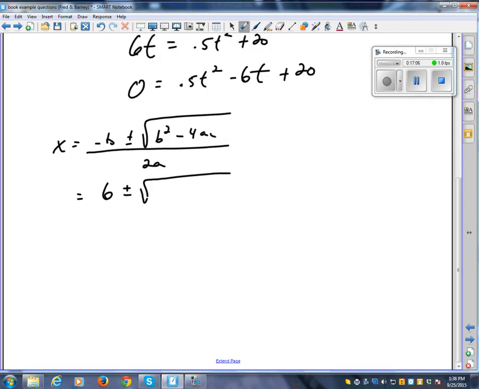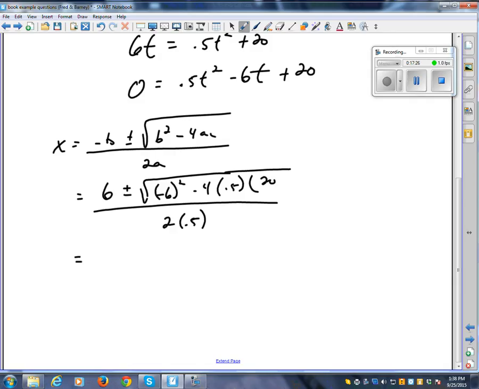B squared is going to be minus 6 squared. Do I need to write the minus 6? I guess for sake of completeness you should, but it's not going to matter. Minus 4, the a is 0.5, the c is plus 20, all over 2a, 2 times 0.5, which is just 1. Square root, this looks complicated, so I'm going to do it in steps. Minus 6 squared is going to be 36. Minus 4 times 0.5 is minus 2, times 20 is?